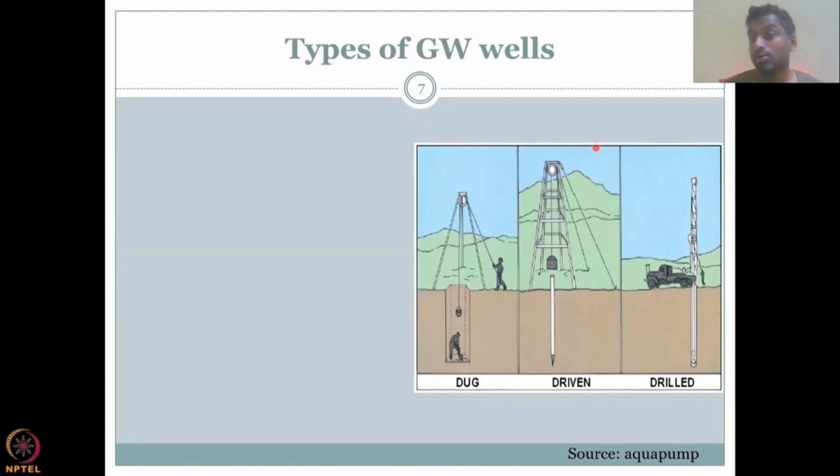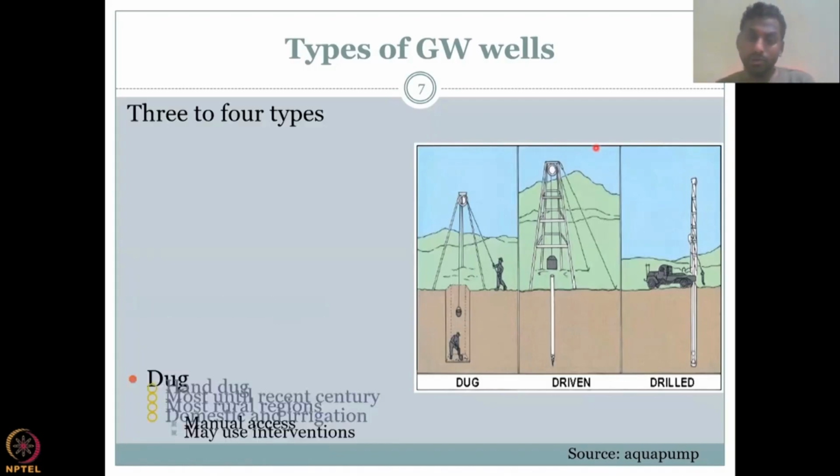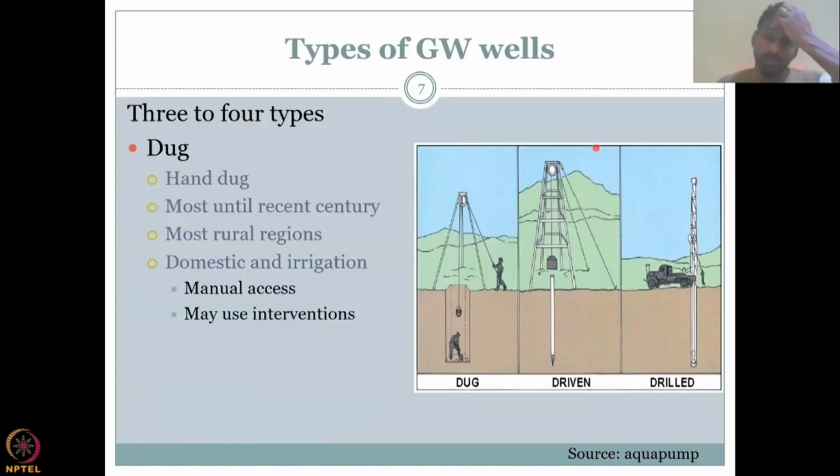And the last is how they are constructed. Based on that, a name is given. So the first one is, as you would know, the well. Again, depending on which book you refer and which notes you take, it can be 3 to 4 types. I would just go through the 3 types because that is the most common in India.